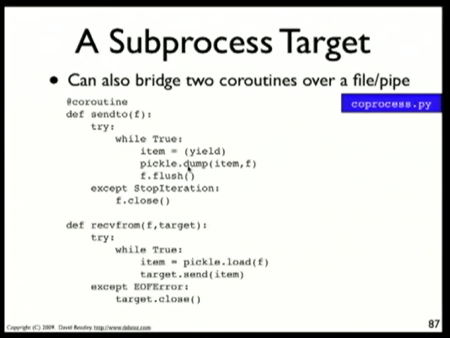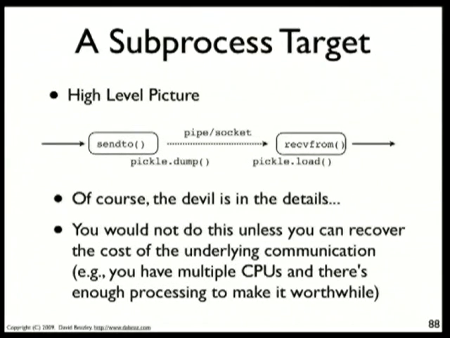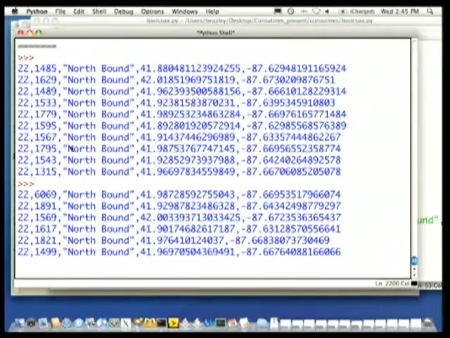And then you could have a function that's sort of its partner, this receive from, where what it does is it receives items over a file with pickle, and then sends them off to some target. And so a high-level view of that is you could essentially have a situation where you're breaking this processing stage across either a pipe or a socket. So there is another example of that.